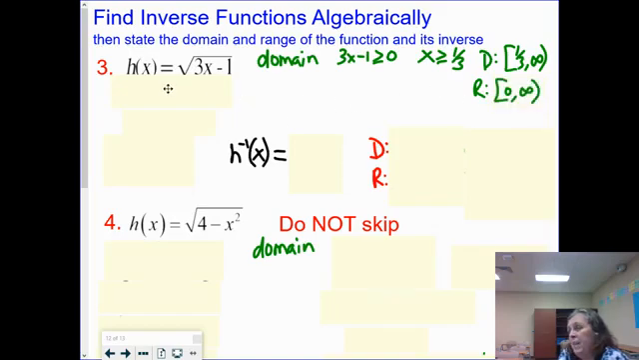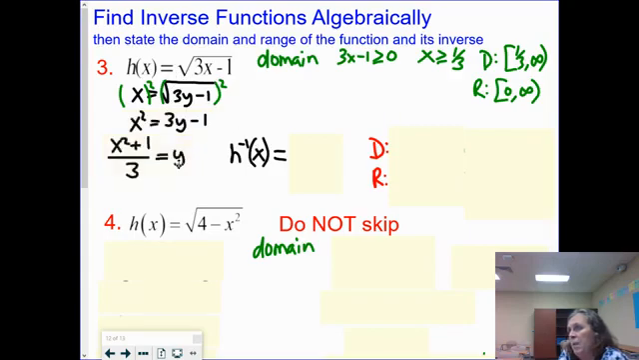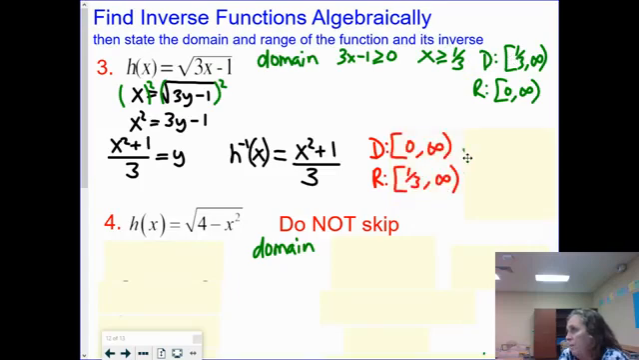Let's find our inverse. Switch your x and y's, square to get rid of the square root. You end up with this, add 1 to both sides, and divide by 3. So this is your inverse function. If you just look from here, you'd think the domain was all real numbers, but remember, we're going to have to make its domain equal the range of the original function, and its range is going to have to equal the domain of the original function. Okay?